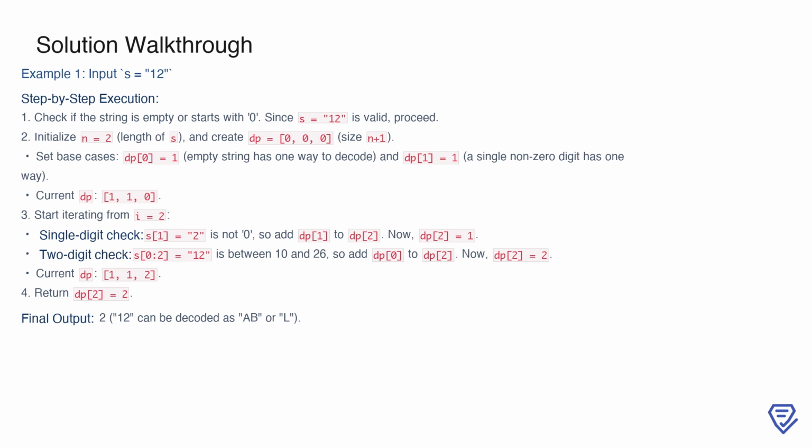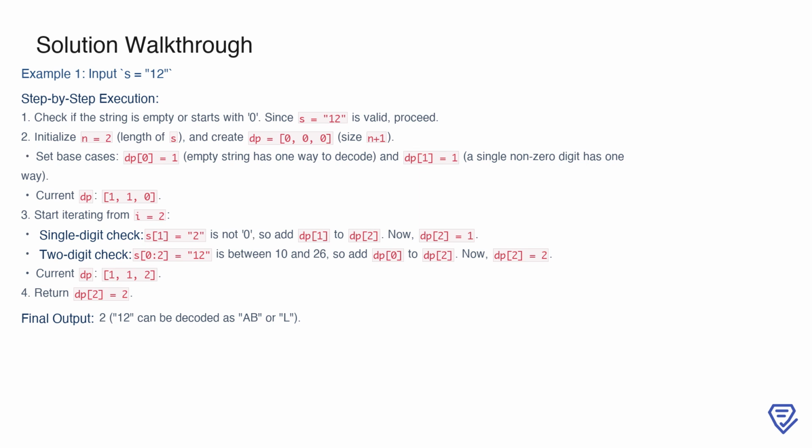The base cases are critical. dp[0] is set to 1 because an empty string has exactly one way to decode, and dp[1] is also set to 1 since a single, non-zero digit corresponds to one valid decoding. At this point, our dp array looks like [1, 1, 0].